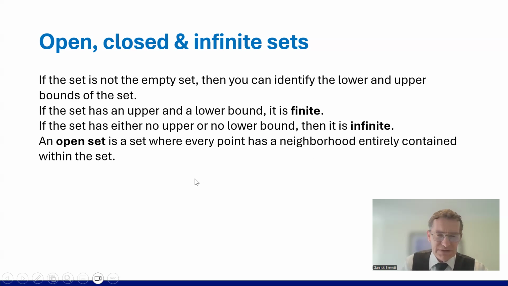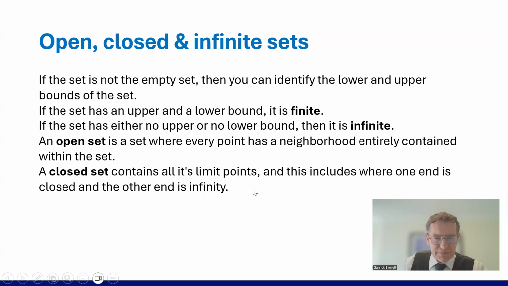An open set is where every point has a neighborhood entirely contained within the set. And the next question is, hey, Dr. Everett, what's a neighborhood? So a neighborhood is where you've got a point and a bunch of points around it. Okay. A closed set contains all of its limit points, and this includes where one end is closed and the other end is infinity. So a closed set, let's say you're going from 1 to 2 or 1 to 3. Let's make it 1 to 2. So you've got 1, 2, and 3, and it's closed. So all of those are in there, and 1 and 3 are the limit points.